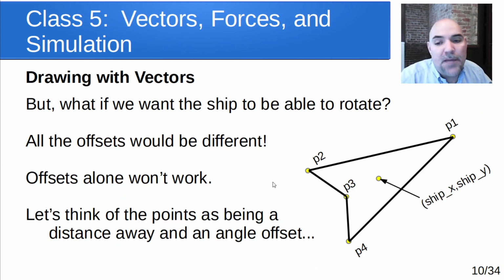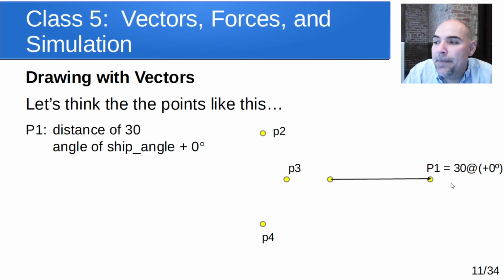So the way we're going to do that is we're still going to use these 4 points, P1, P2, P3, P4, but we're going to think of them a little bit differently. We're going to think of them as being a certain distance away from the center of the ship, but at some particular angle, the angle that the ship is facing. So in other words, how it's drawn here, that might be like 40 degrees or something up to there, from 0 degrees being directly to the right.